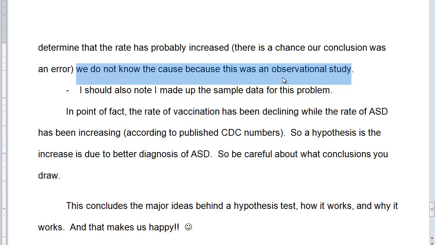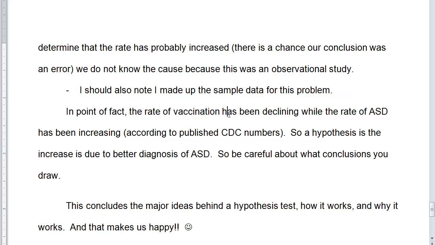I did not manipulate a variable and actually cause a randomly assigned group of children to be vaccinated and observe the ASD rate, and have a randomly selected group of children not receive vaccinations and see how much ASD was there, right? That would be an experimental design. Give vaccinations to one group, don't give vaccinations to another group, see if there's a statistical difference in the amount of ASD that occurs. Okay?